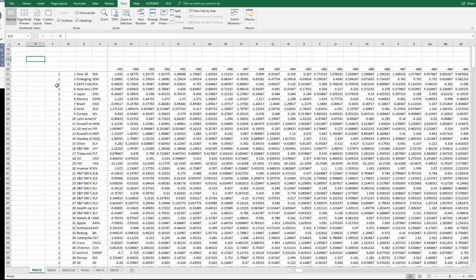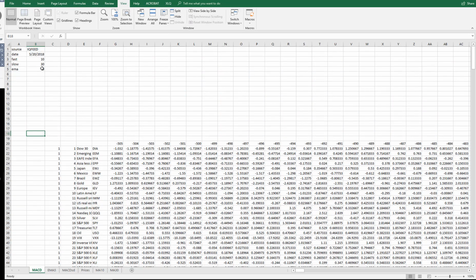View, freeze panes, unfreeze. So when I build that spreadsheet out, I'm going to refer to these reference cells. So if I ever want to change the parameters on how I build these indicators out, all I have to do is change the quote source, today's date, the fast moving average, the slow moving average, and what the composition of the EMA is going to be. So I can make one change here, and then all those formulas will automatically adjust. So that's good spreadsheet practice.